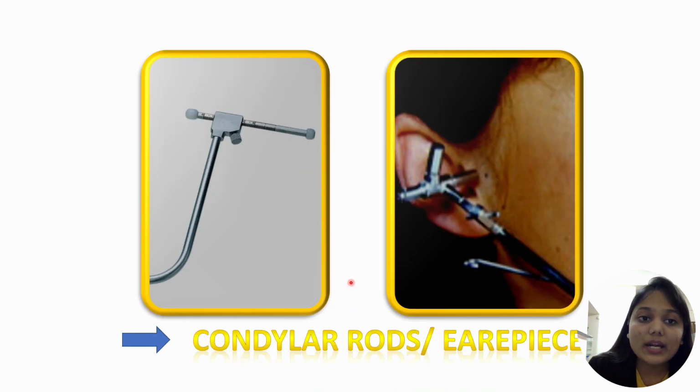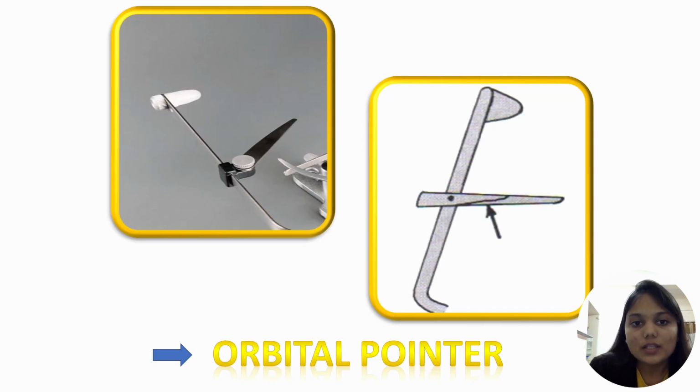Now then we have a condylar earpiece. This condylar earpiece is in front of the condyles and not in the external auditory meatus. There is also a fascia type earpiece which goes inside the external auditory meatus. Now this is the orbital pointer. I have shown this in the U-shaped frame. This is the third reference position, the infraorbital notch.